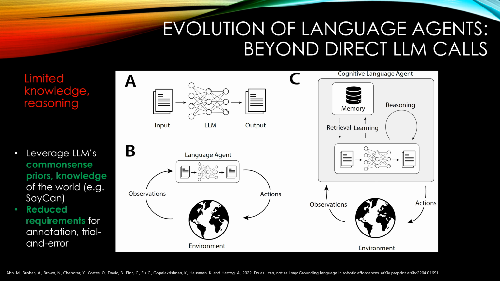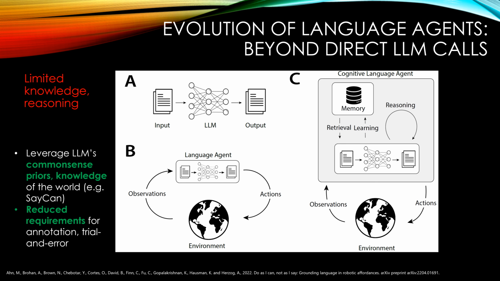Now, let's move on to a more familiar trend in recent years, language agents. To recap, in Figure A, LLMs were initially used as a simple input-output black box. However, LLMs alone have limited knowledge and reasoning. Its knowledge does not update after pre-training, and this bottlenecks the amount of reasoning it can perform.